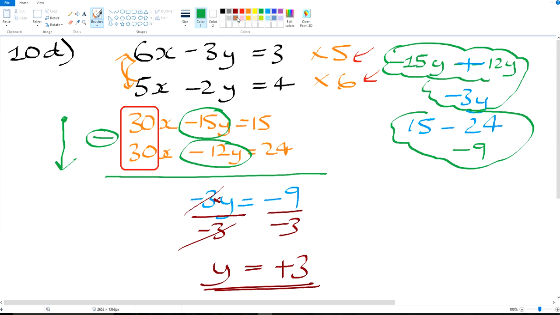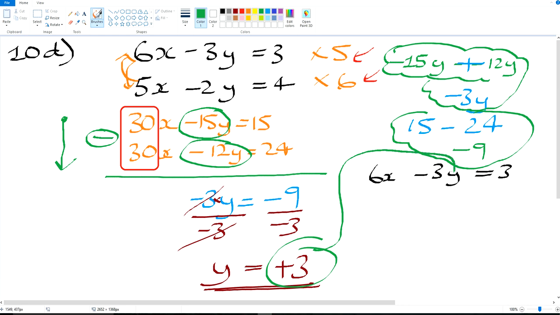Right, let's move on to the next part of the question. We now need to substitute y equals plus 3 and work out the corresponding value of x. So let's get back to our original question. So now 6x minus 3y equals 3. Now we need to grab the y value from here and put it into the y over there. So let's see what happens. So we have 6x minus 3 times 3 equals 3. So 6x minus 9 equals 3.